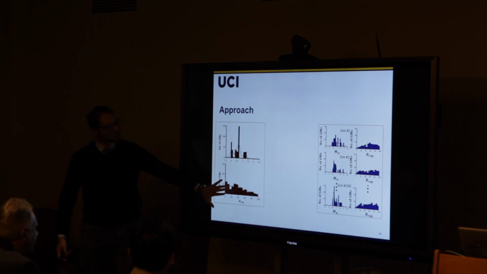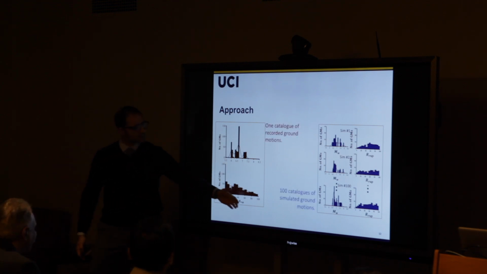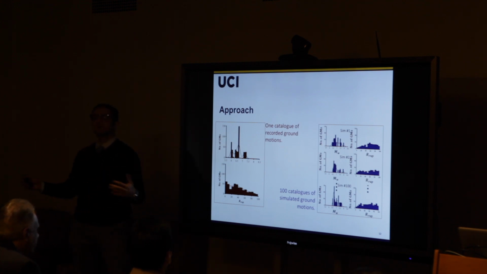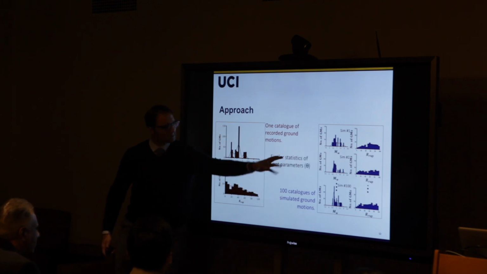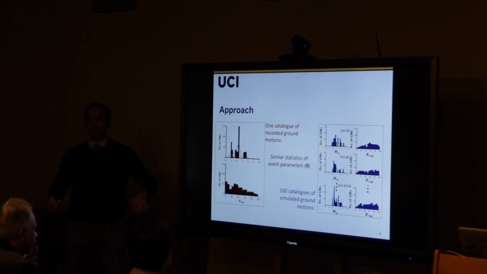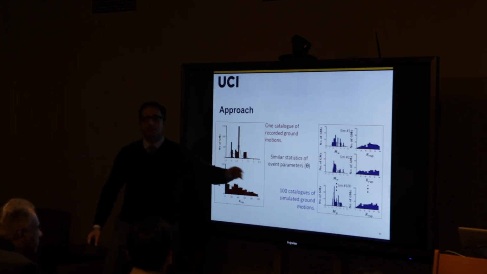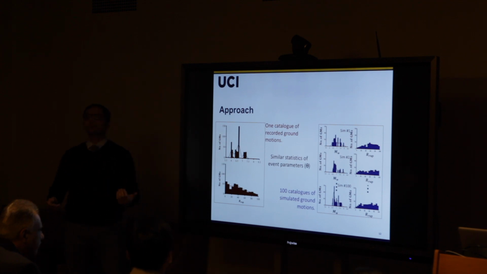So I'm going to use this one set. Given the information from SCEC, I can generate 100 catalogs of the past 150 years of ground motions in the same area. And I look into their distribution, and they look more or less similar. So now I have one from nature and 100 catalogs from simulations.